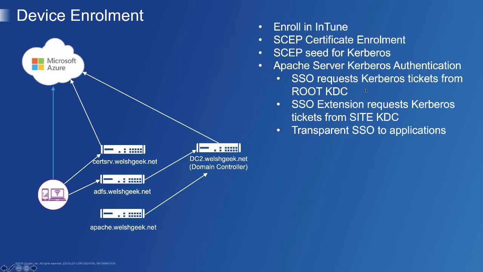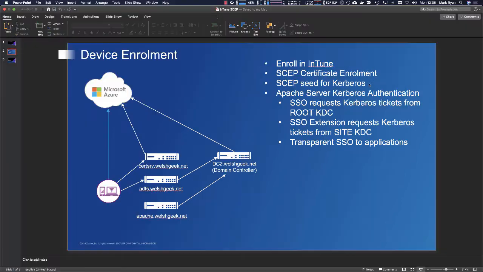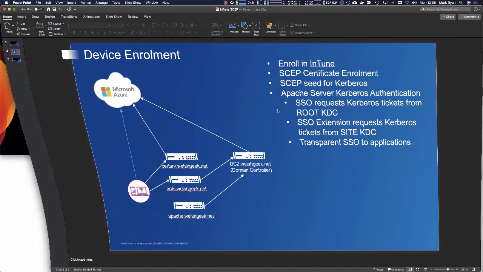We'll do two different mechanisms for authentication. We'll enroll with one and show that working. Then we'll remove that, restart the device, and then enroll with the other one, show you the distinction between the two, and then show you that transparent single sign-on. Okay, so let's move away from that.